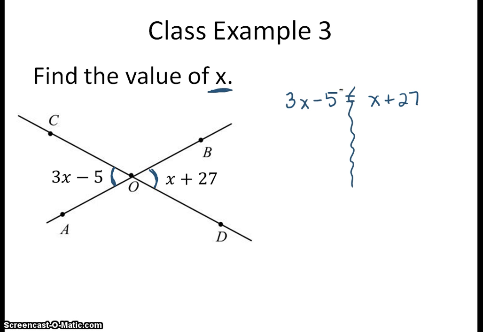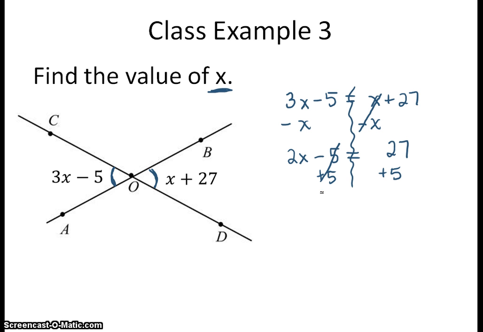I don't have any like terms on this side, and I don't have any like terms on this side. So I'm going to start with the smaller variable term, which is this one. I'm going to get rid of a positive 1x by subtracting x from both sides. Whenever I subtract x from both sides, this goes away, and I'm left with 27 over here. On this side, I have 3x minus 1x, which is 2x, and then I've got this minus 5 here. Alright, then I can add 5 to both sides.